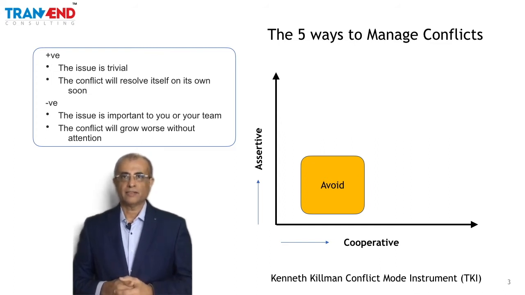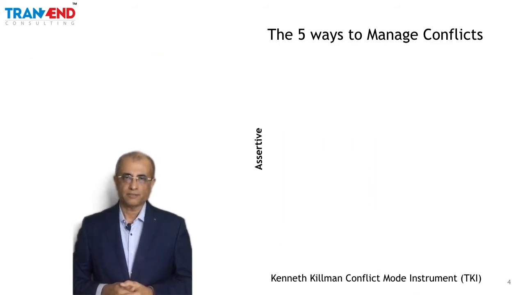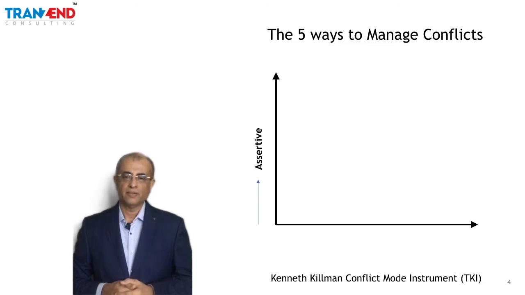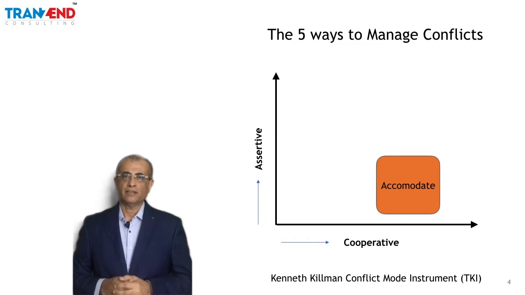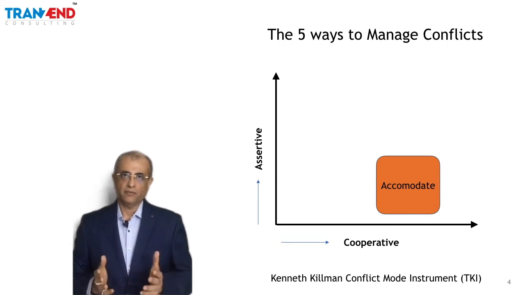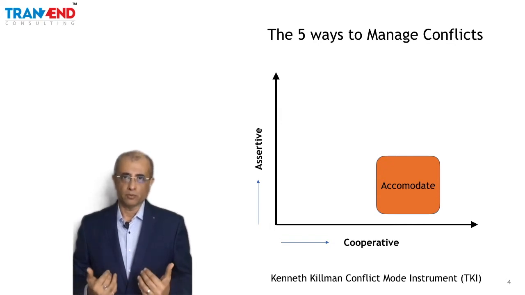Now let's look at another approach in the TKI instrument, which is accommodate. Now as you can see, accommodate is high on cooperation and low on assertion. So this is an approach typically where you give in to the conflict. You're not fighting, you're not pushing your way through. You're accepting what is being given to you.